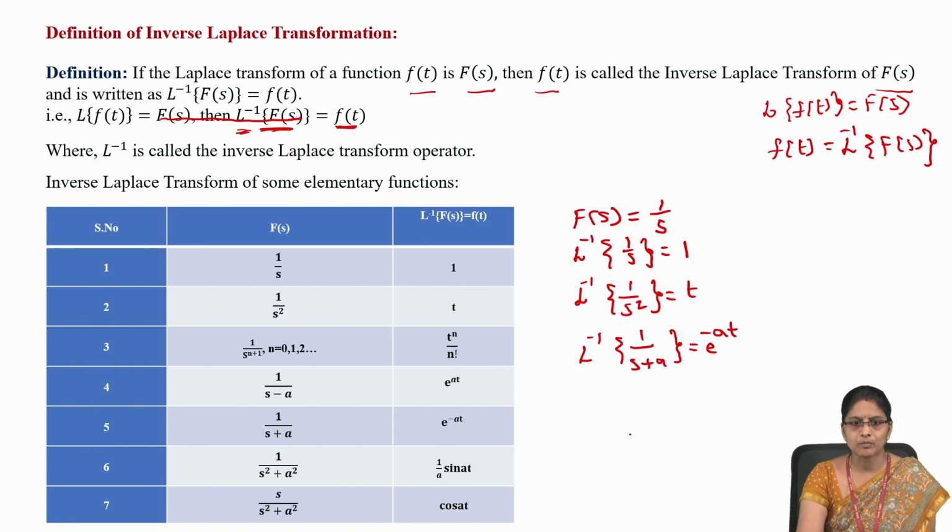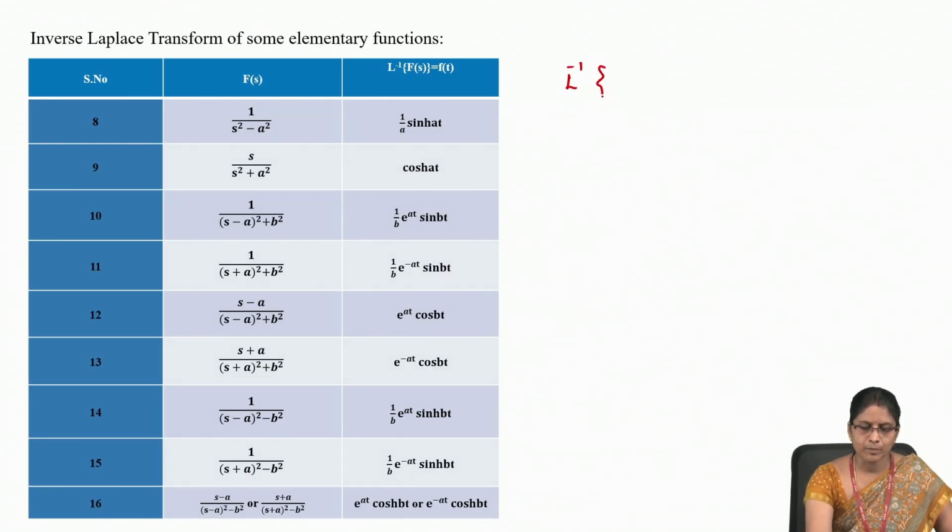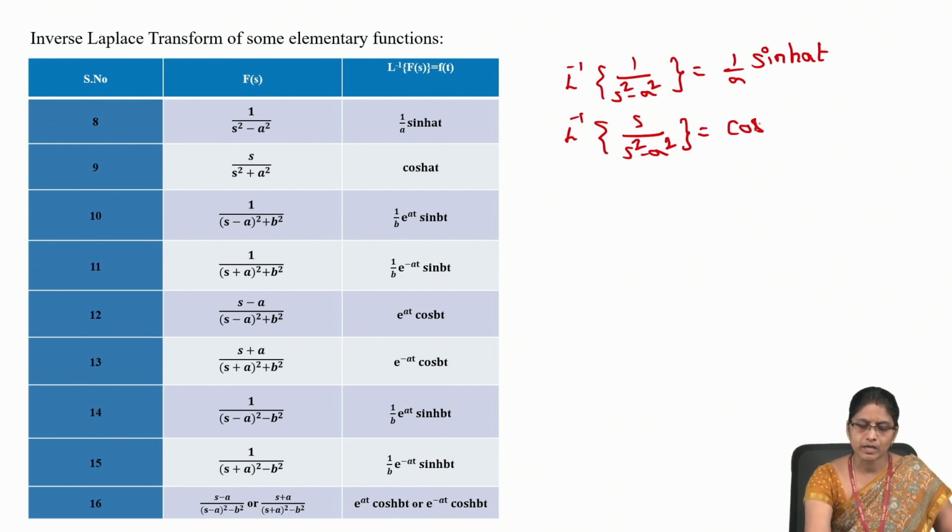Inverse Laplace transform of 1 by s square plus a square is 1 by a into sine at. Inverse Laplace transform of s by s square plus a square is cos at. Inverse Laplace transform of 1 by s square minus a square is 1 by a into sinh at. Similarly, we get the inverse Laplace transform of s by s square minus a square is cosh at. These are some standard formulas of inverse Laplace transform.